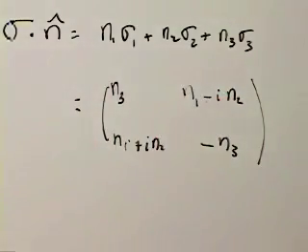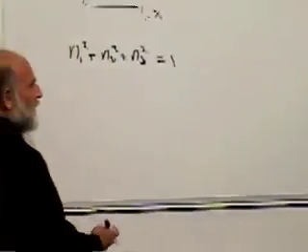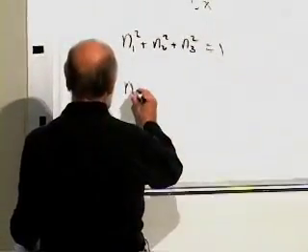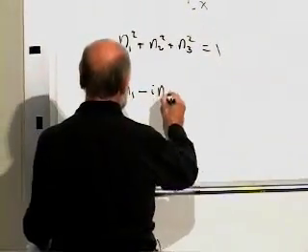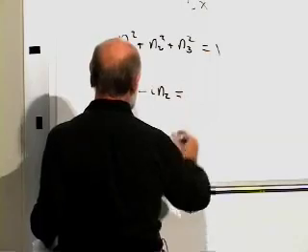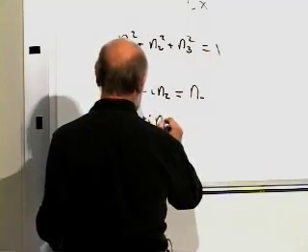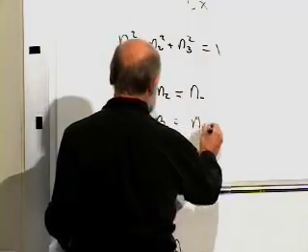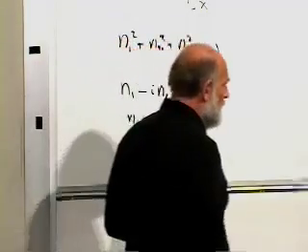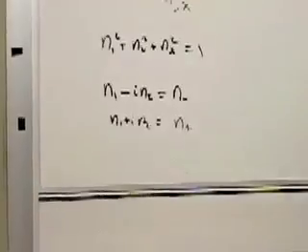And I'm going to just make a little notation. I may or may not use it very much, but it's a standard notation to write that N1 minus i N2 is equal to N minus, and N1 plus i N2 is equal to N plus. Just definition. Okay.